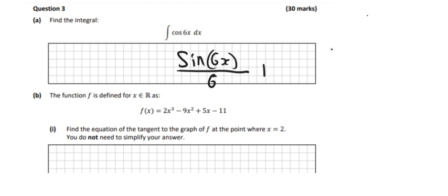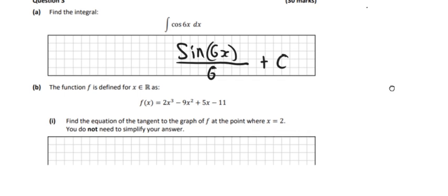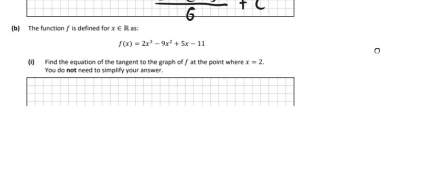And that's it. And then you have to add on c, because we're just integrating, it's not between anything. So that'll catch some people out there. You'll lose a mark if you forget the c.